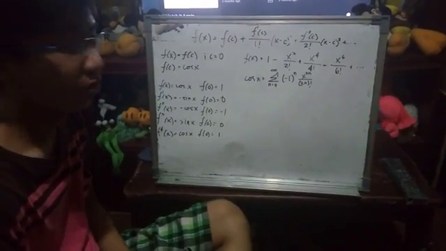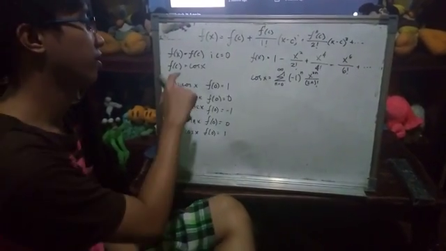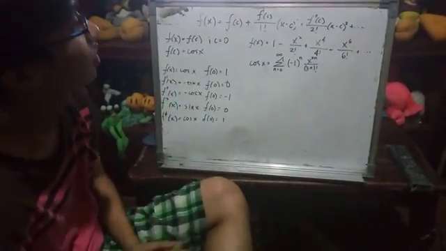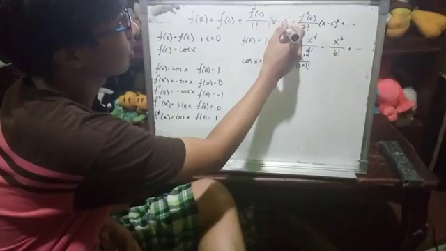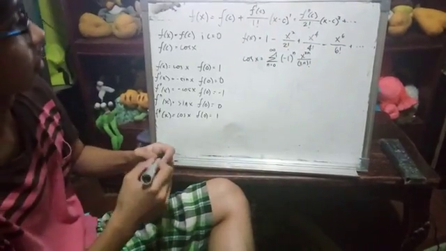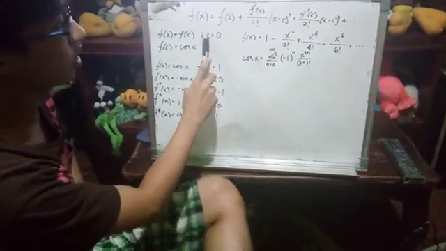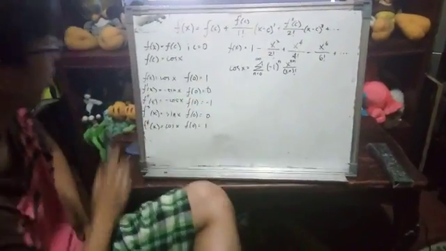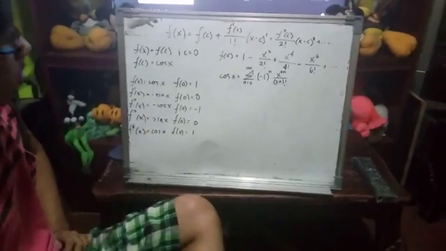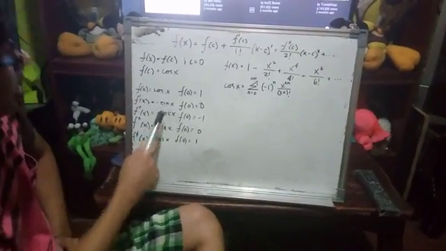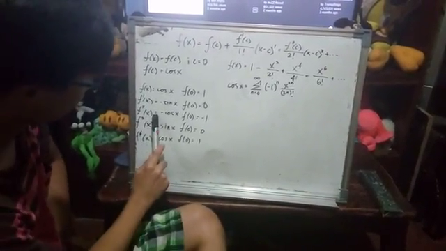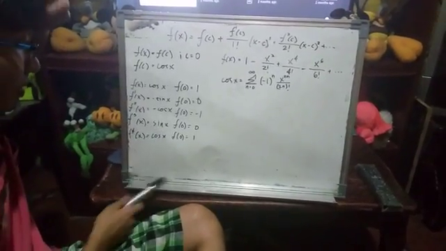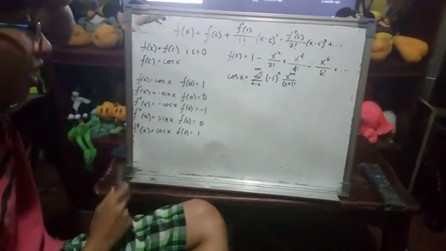So now we will find the power series of cosine x. Here's the formula for the Maclaurin series. In the Maclaurin series, our c is equal to 0. First you have to find the derivatives of cosine x. The first derivative is negative sine x. Second derivative, negative cosine x. Third derivative, sine x. The fourth derivative is cosine x.